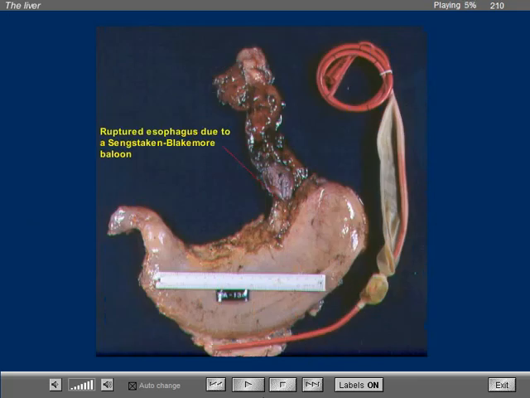The last esophageal abnormality may be a tear of the esophagus, and this is a case where the esophagus is actually ruptured following the insertion of a Sengstaken-Blakemore tube. Balloon distension of the fundus of the stomach and of the distal esophagus is used as a technique for compressing bleeding varices. And this is another modality that is employed but has its complications as well as its failures. In this case, this was a failure.